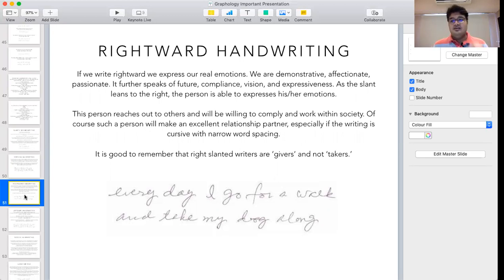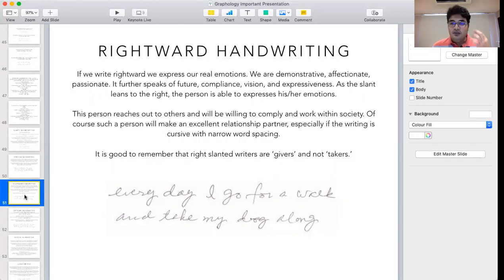As the slant leans towards the right, the person is able to express his or her emotions. This particular person reaches out to others and will be willing to comply and work within the society. Of course, such a person will make an excellent relationship partner, especially if the writing is cursive with narrow word spacing. It is good to remember that right slanted writers are givers and not takers.